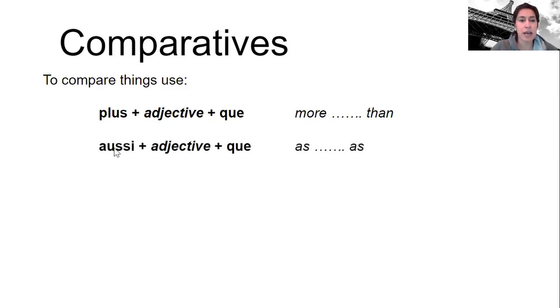The next one we have is aussi que, aussi plus adjective plus que. So as something as. So a nice little comparison there. So if you want to use the adjective, let's go back to a way simple French one adjective. Grande, tall, grande.